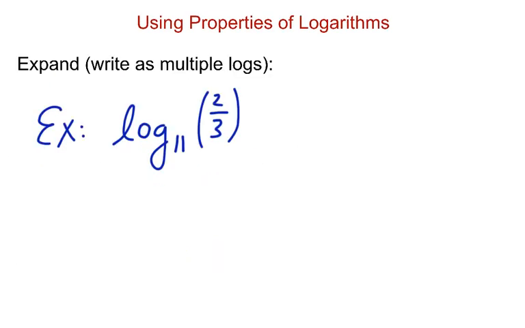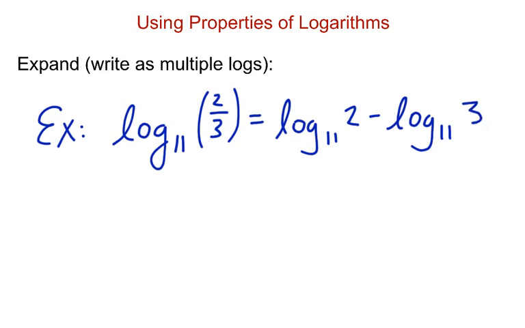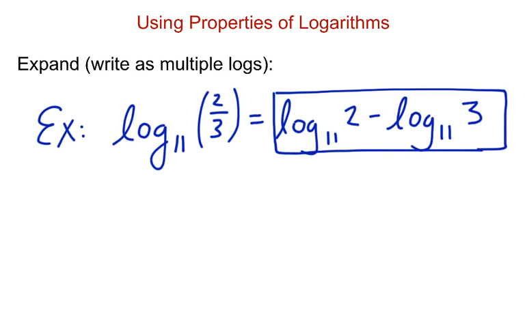The first one we have here is expanding the logarithm, log base 11 of 2/3. This would involve that quotient property that says if you have a quotient, you can break it up to two logs being subtracted. And in this case, that is as far as we go. That would be the expansion of that logarithm. Let's do one more kind of like that.